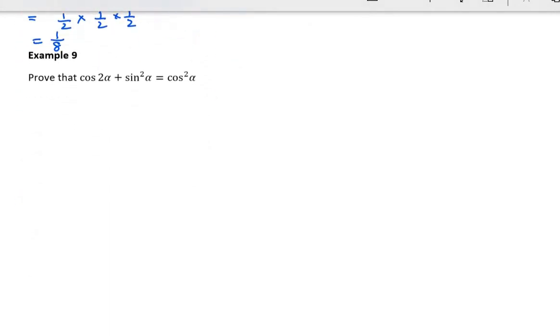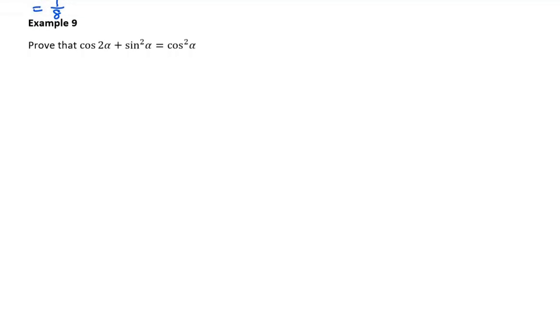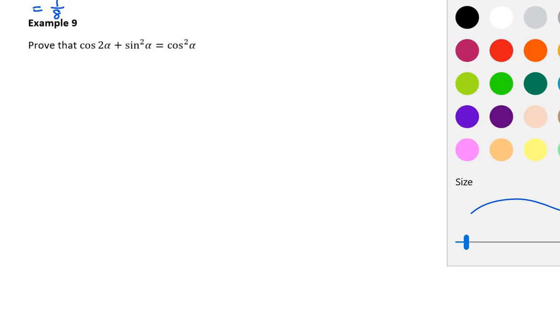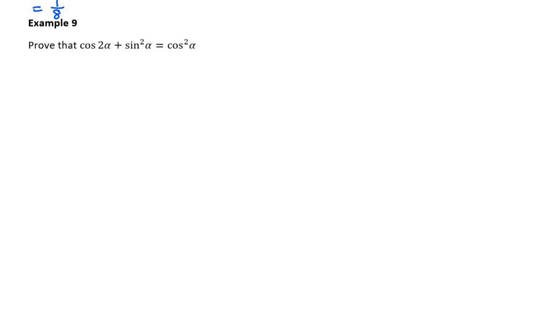Okay, our last example for this video says, example 9, prove that cos 2 alpha plus sine squared alpha equals cos squared alpha. Now this is where we're going into trig identities, and this is just a kind of intro into where we are heading towards. So my left-hand side says cos 2 alpha plus sine squared alpha, and my right-hand side says cos squared alpha.